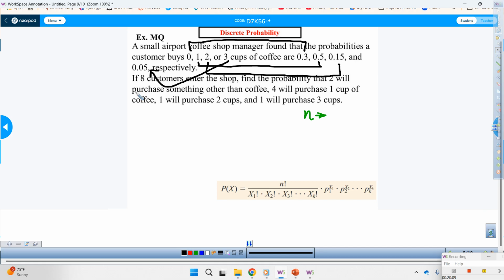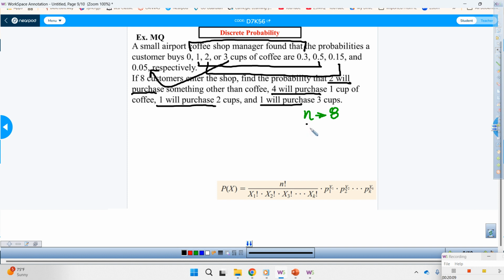All right, then it says, if 8 customers enter the shop, find the probability that 2 will purchase something other than coffee. So it says here 2 will purchase, then 4 will purchase, then 1 will purchase, and 1 will purchase. All right? Tell your neighbor what N is. What is N? All right, good conversation. Amelia, N. Write that down, very good.